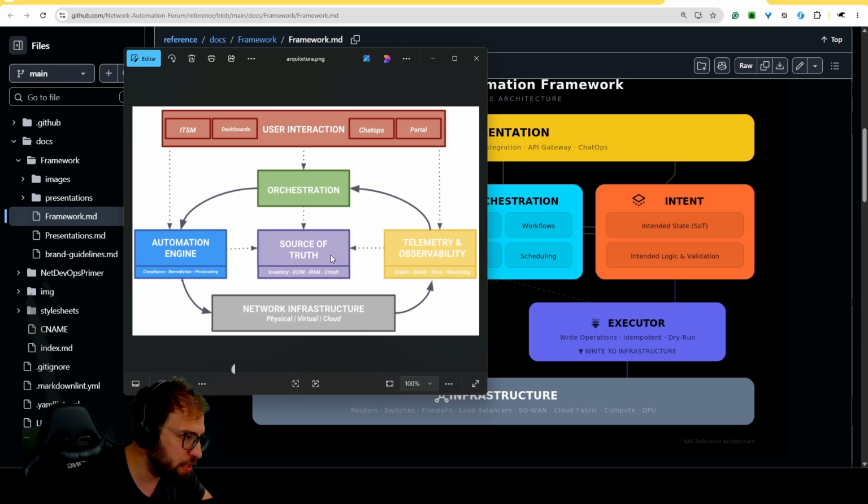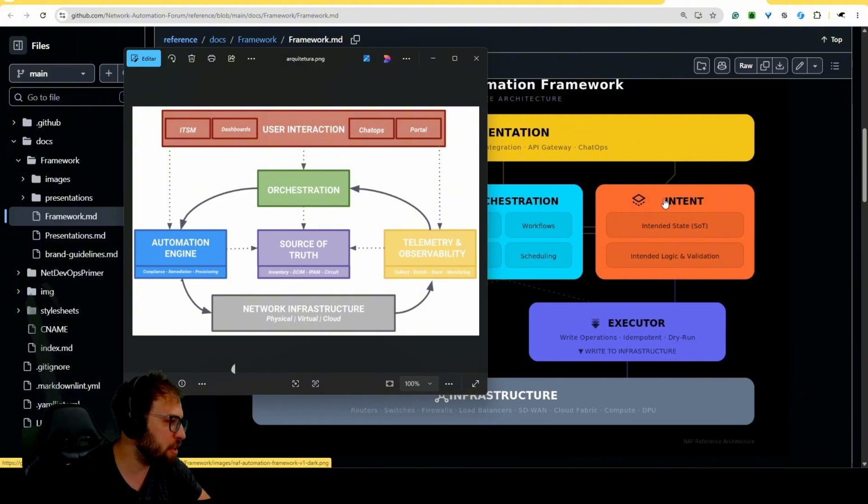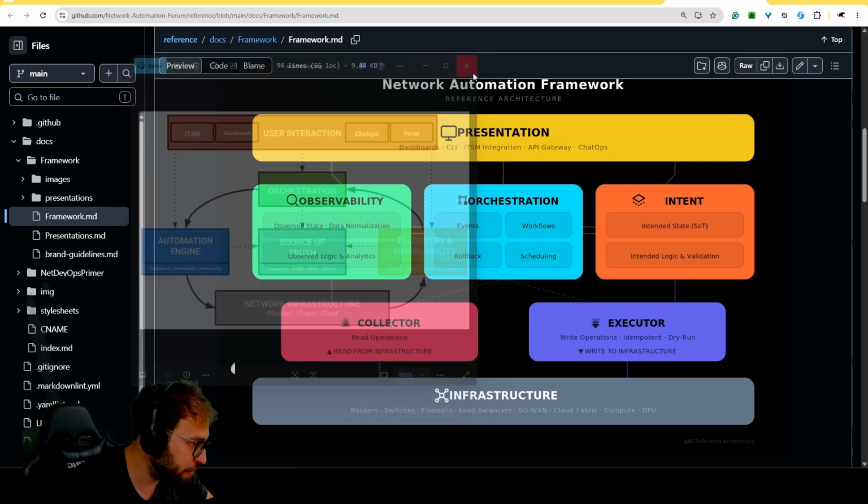And you see that previously the source of truth was defined here with the baseline of inventory, the SIM, IPAM, the circuits, and it had this rebranding to intent, which actually makes a lot of sense. And we're going to be digging deeper into what this actually means and how we implement this in a massive network automation environment.